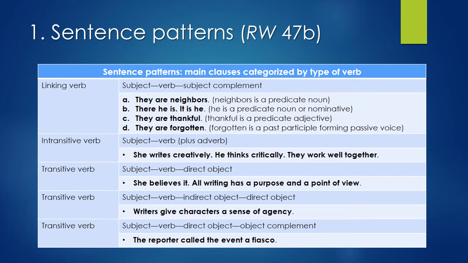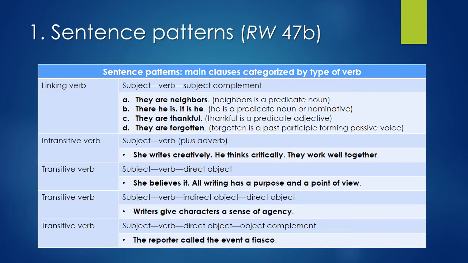Next, B, it is he. We don't write it is him, but it is he, because he is a predicate noun or a predicate nominative. C, they are thankful, where thankful is a predicate adjective, which describes they.